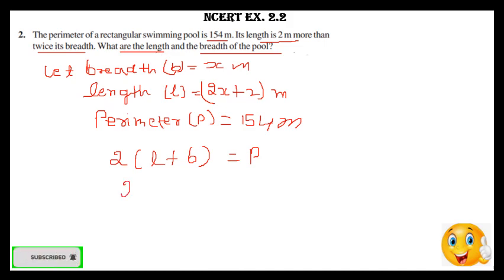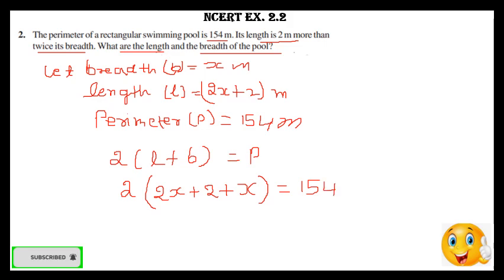Now we will substitute the value of B, that is x, and L, that is 2x plus 2 meter. So L will be here 2x plus 2 and breadth will be here x. So this is what we have substituted, the value of length and breadth in the bracket in place of L and B, and perimeter is 154.